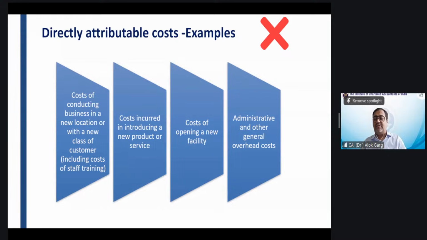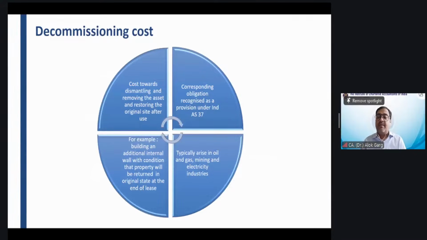Initially, there are operating losses. If there are operating losses, whether those operating losses are going to be capitalized? Answer is no. Operating losses, these have to be charged to the P&L.